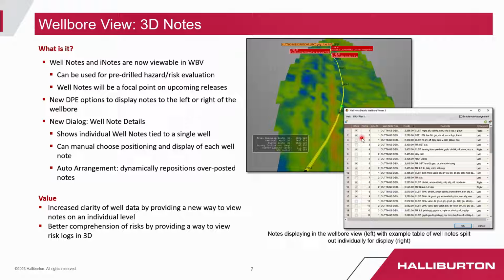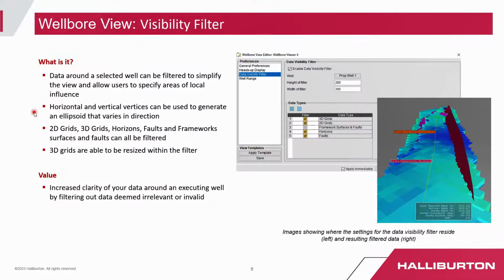All this ties back to displaying your risks and understanding those risks in a pre-drill scenario while you are executing your well. Now let's have a look at the visibility filter available in the Wellbore view. The idea behind this is to filter your data around your currently executing well, based on relevant information as deemed by the user. So, we have two different parameters we can set for the filter lateral extent here, which are the width and the height of the filter.